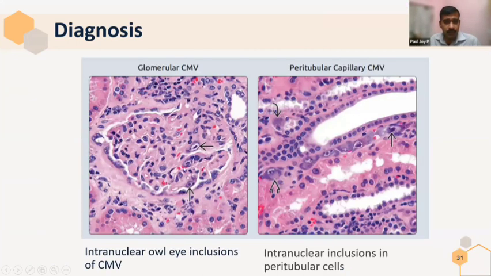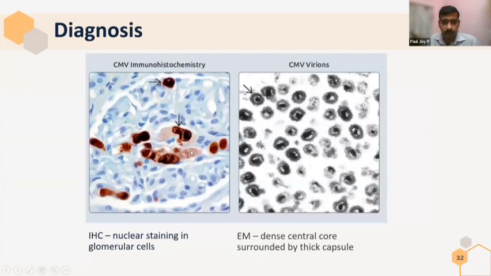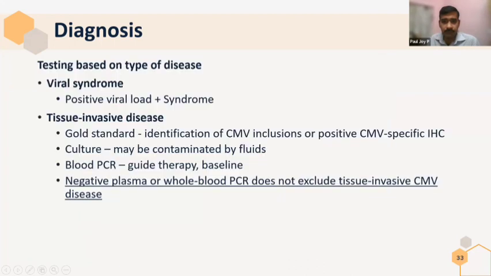This is the slide showing intranuclear owl-eye inclusions of CMV, and this is showing intranuclear inclusions in the peritubular cells. This is IHC demonstration of CMV antigens, and this is the visualization of CMV virions in EM.